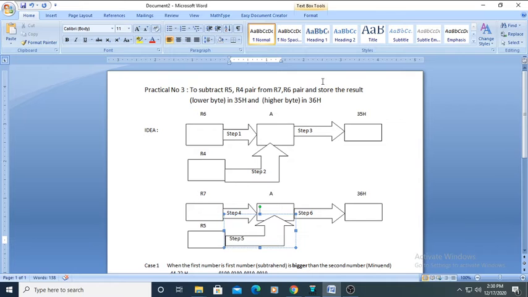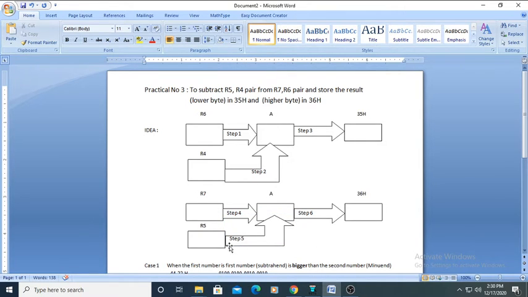In step 4, we have to transfer R7 to A. Then we subtract the content of R5 from A. And then we transfer to where it is asked in the question, that the higher byte should be transferred to 36 H. So the content of A is transferred to 36 H, and this becomes the higher byte.